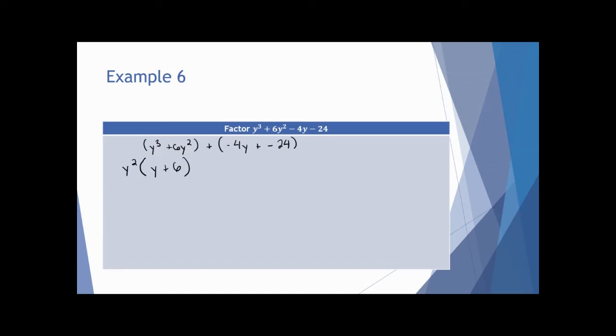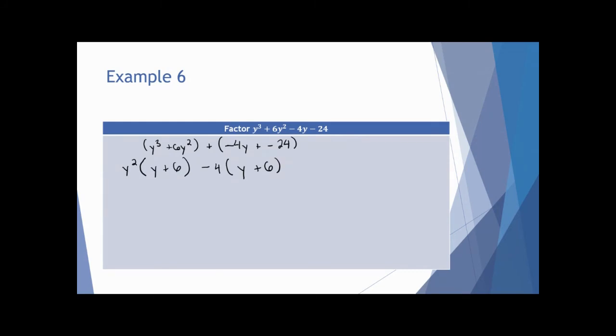Now the second set, because the minus 4y is negative, I'm going to factor out a negative. And then the largest number I can divide out of 4 and 24 is 4. And then I cannot take a variable because the 24 doesn't have a variable. So negative 4 divided by negative 4 is 1. So all I'm left with is the y. And then negative 24 divided by negative 4 is a positive 6.